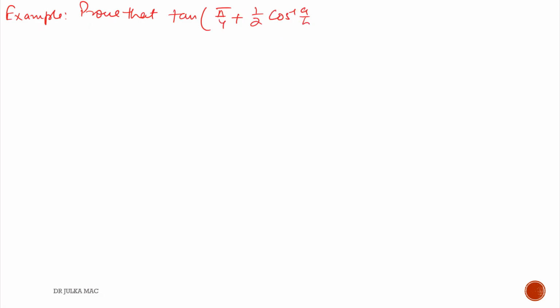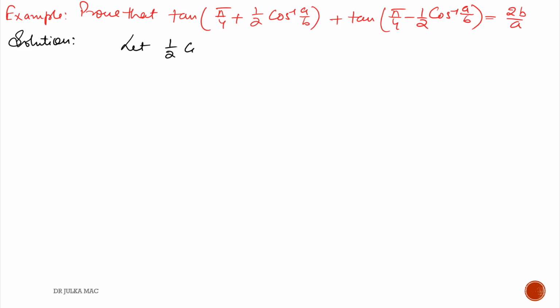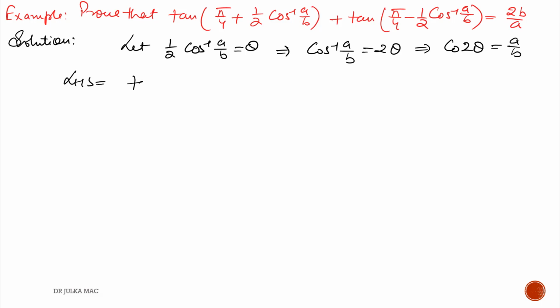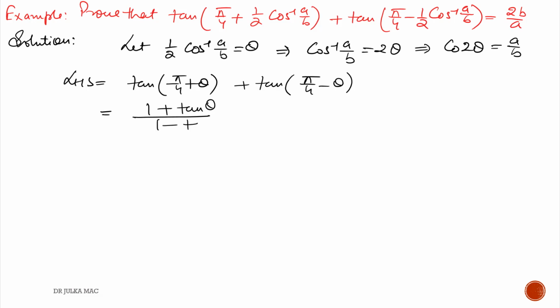Last example. Prove that tan of (pi by 4 plus half of cos inverse a by b) plus tan of (pi by 4 minus half of cos inverse a by b) equals 2b by a. Let half of cos inverse a by b equal theta. So cos inverse a by b equals 2 theta and cos 2 theta equals a by b. Now take the left hand side. In the left hand side, replace half cos inverse a by b by theta. So the left hand side is tan of (pi by 4 plus theta) plus tan of (pi by 4 minus theta).